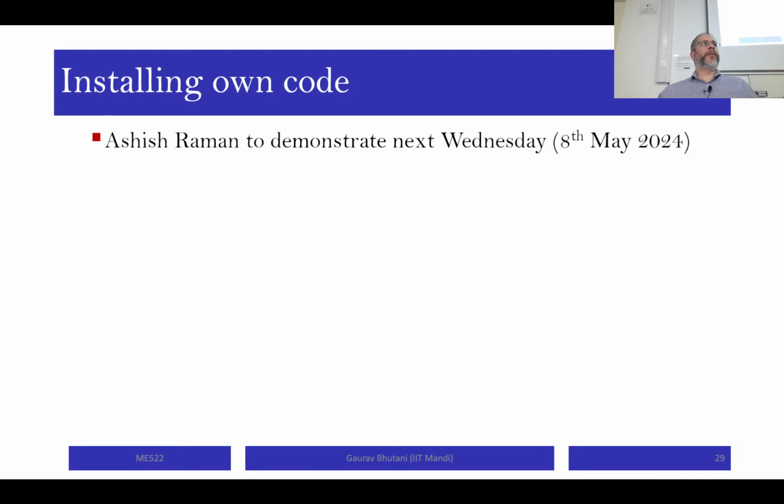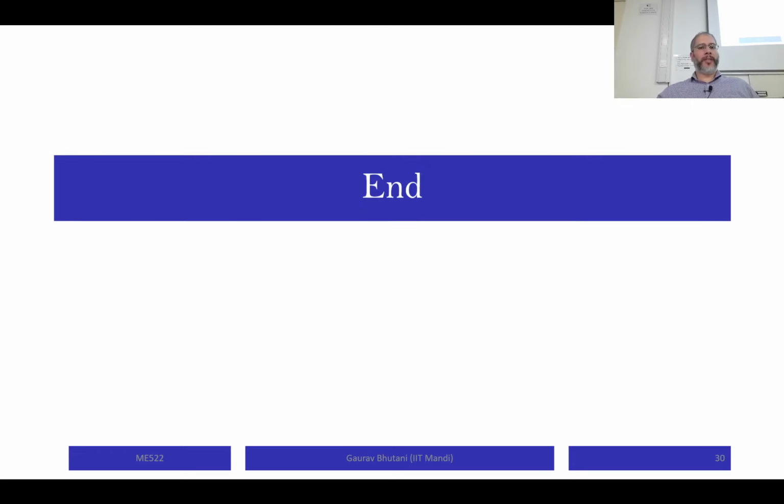So we talked about containers, and about compiling our own code. But sometimes you have open source code like OpenFOAM, LAMMPS, and so on, which is not installed on the clusters. How do you download, build the code and install it yourself on the cluster? Ashish will demonstrate that on Wednesday next week.